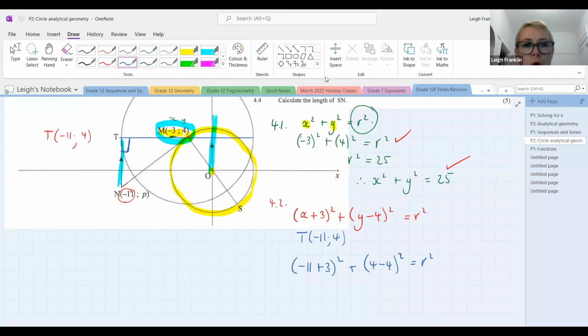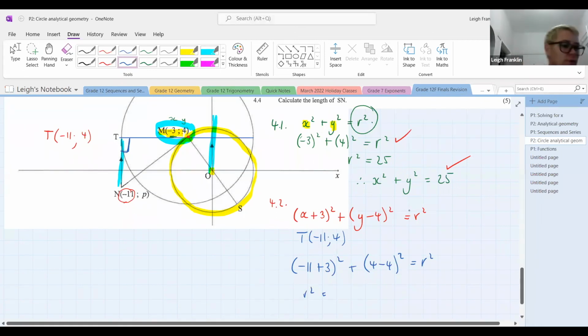Let's now go back and sub in this point. Knowing that the coordinates at T were -11 and 4 was critical. We're going to sub in the x, which is -11 plus 3 squared, and the y, which was 4, and work out what r squared is equal to. I just want to check on the chat. Zinhle, no problem. Hold on a second. We would then be able to work out the value of r squared.